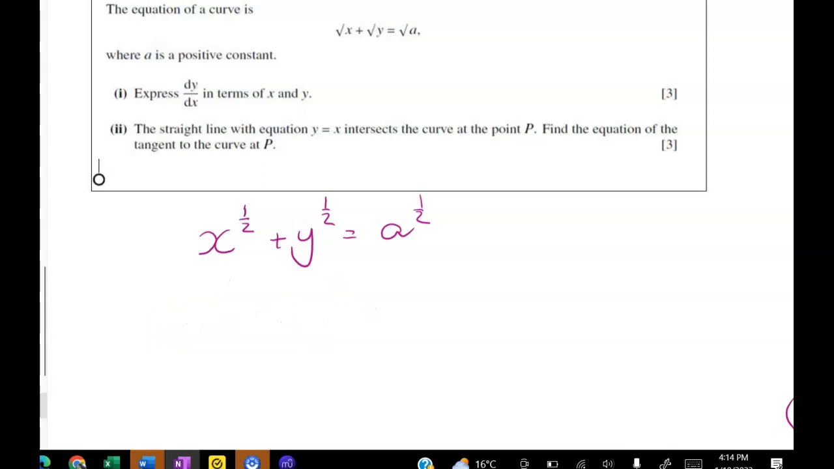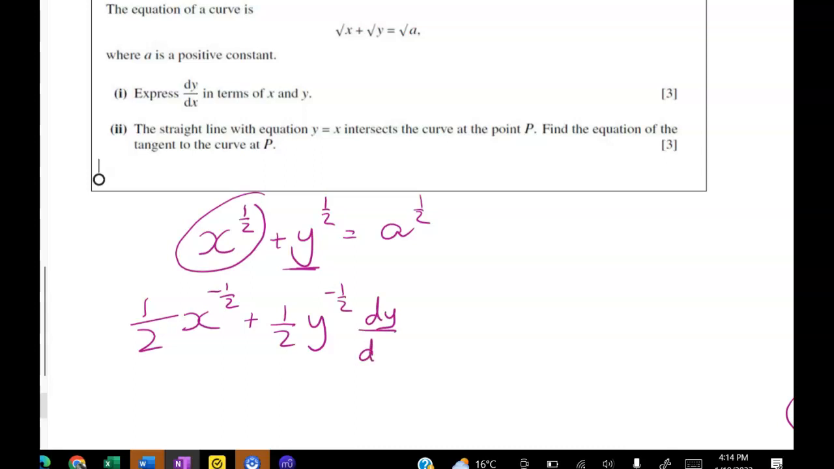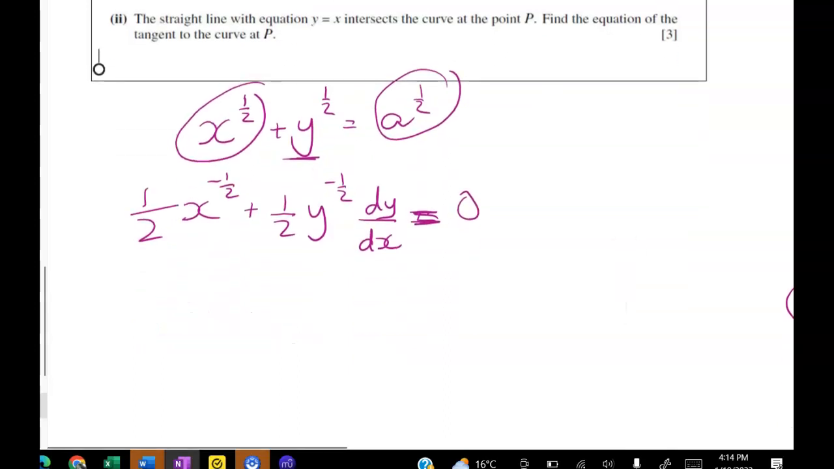Now I'm going to differentiate everything with respect to x. So I've got half x to the negative a half, which is fine, because I can differentiate this term with respect to x. But this one I have to differentiate with respect to y, and then use the chain rule as usual. So we're just doing basic implicit differentiation. No product rule, nothing else. This is a constant, so it has a derivative with respect to x of 0.